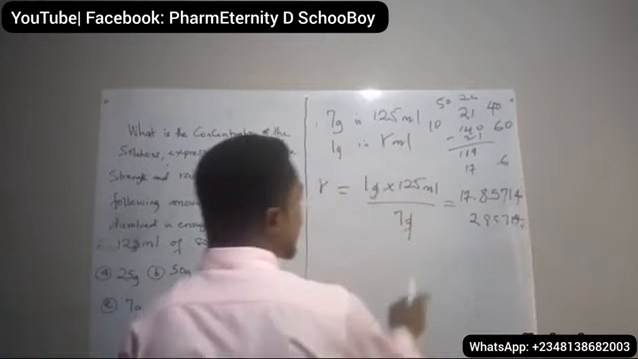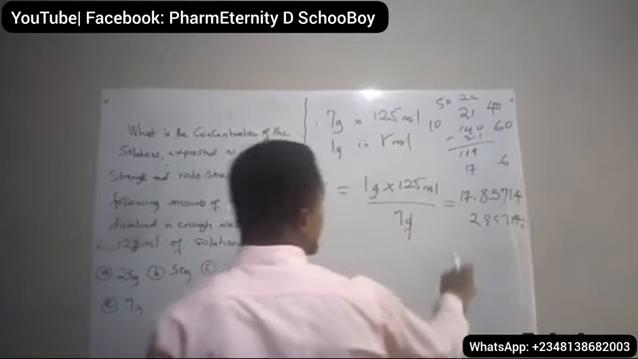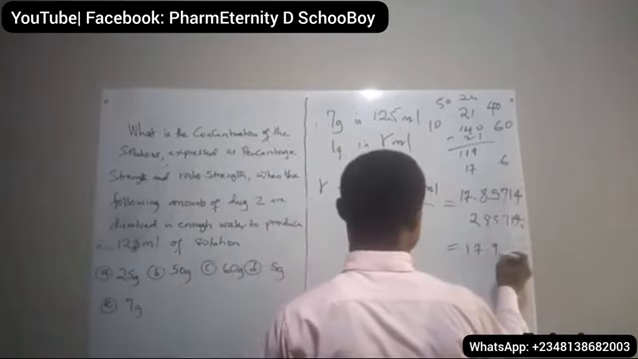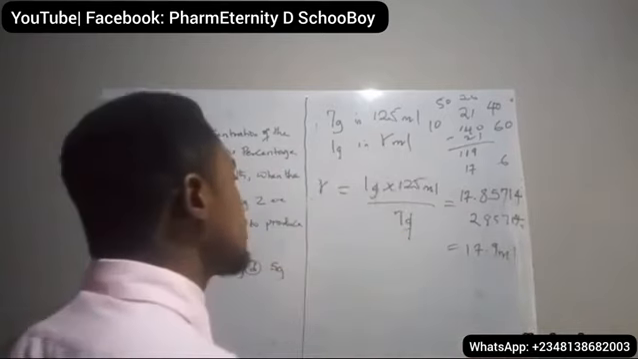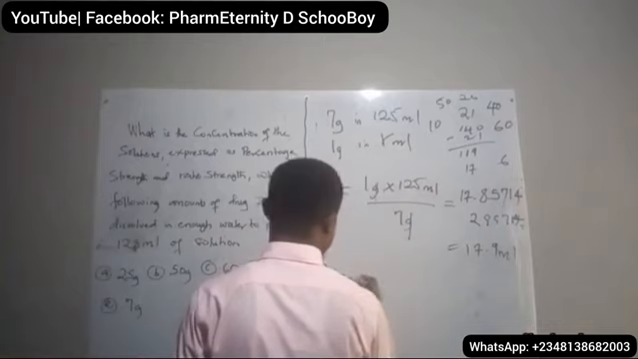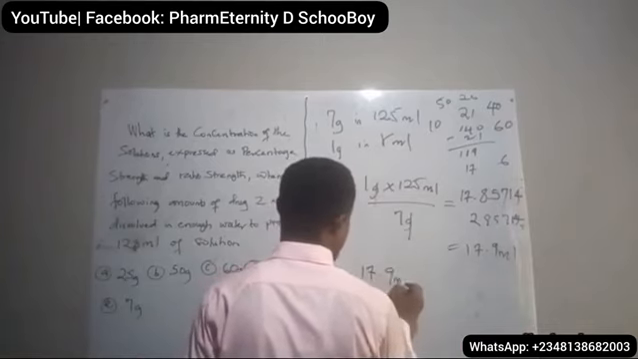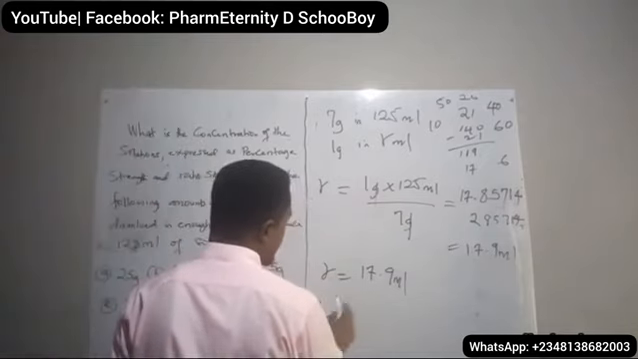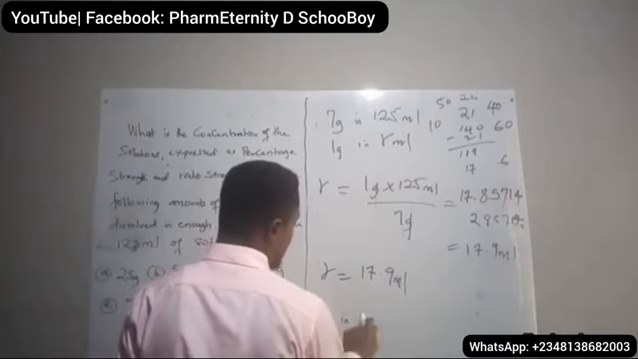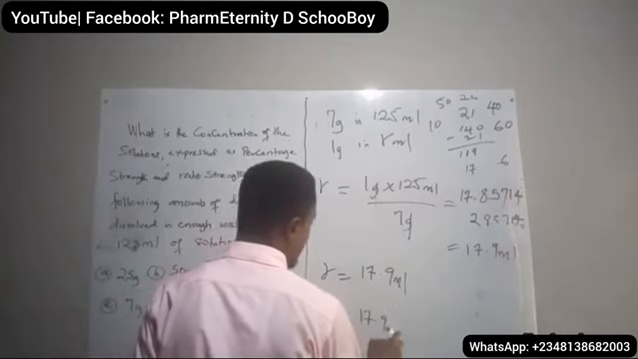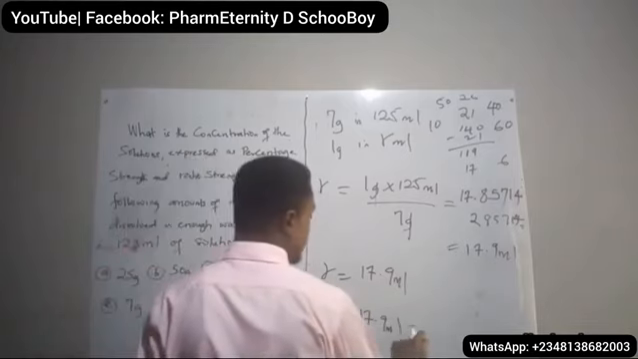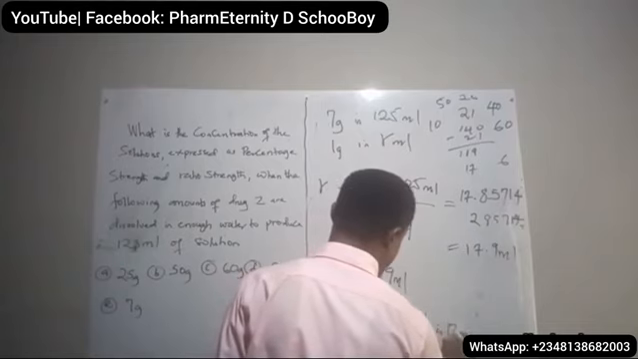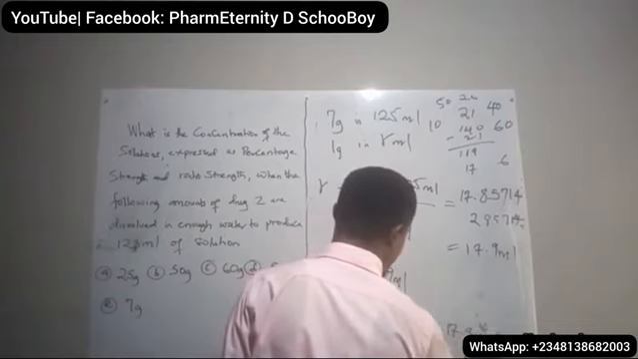So at the end, this will give us 17.9 ml. So R is 17.9 ml. What it implies is that 1 gram is found in 17.9 ml of the entire solution. At the end, the answer is 1 in 17.9 weight per volume.